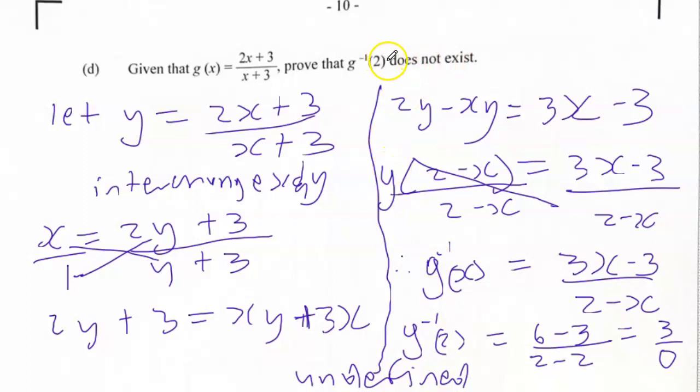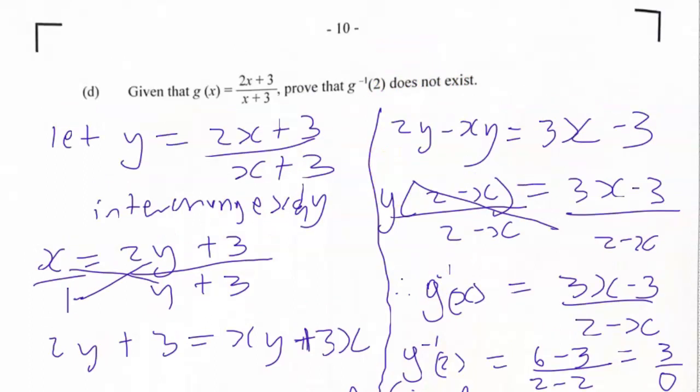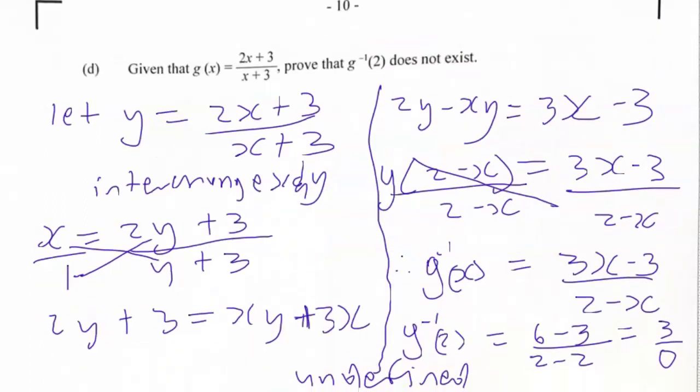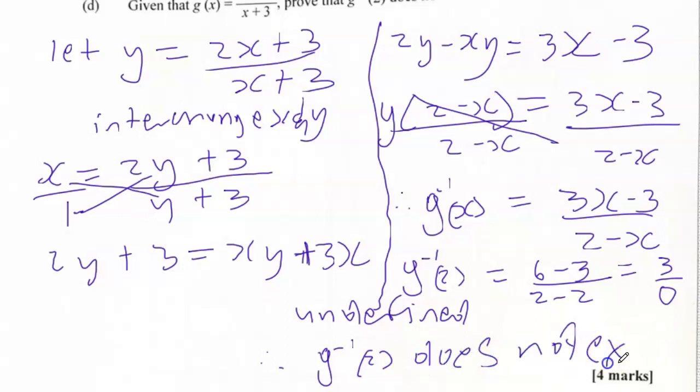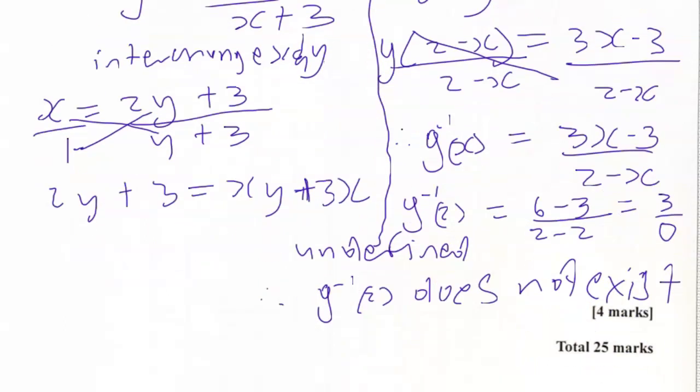Which means that g inverse 2 does not exist, all right? So therefore, g inverse 2 does not exist, since it's undefined. Remember, 3 divided by 0, your calculator will give you a math error for that. All right, let's continue.